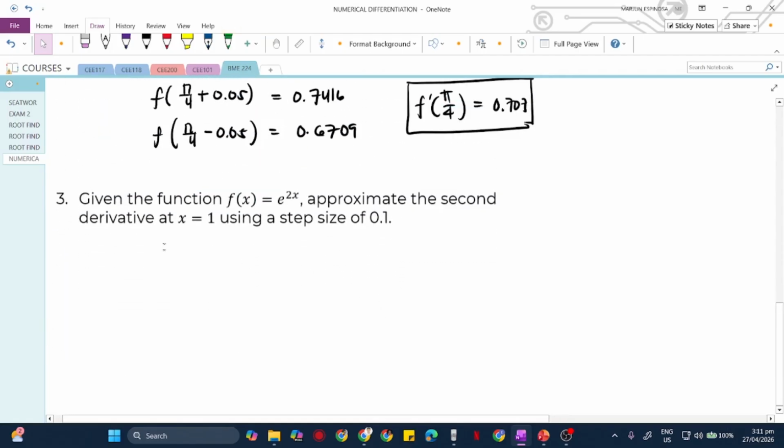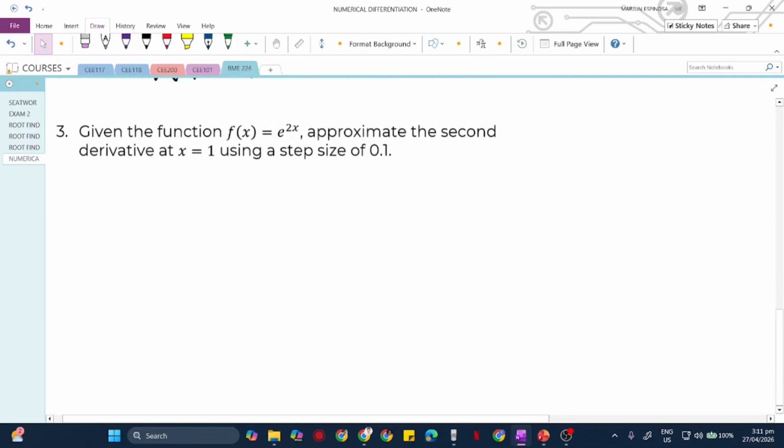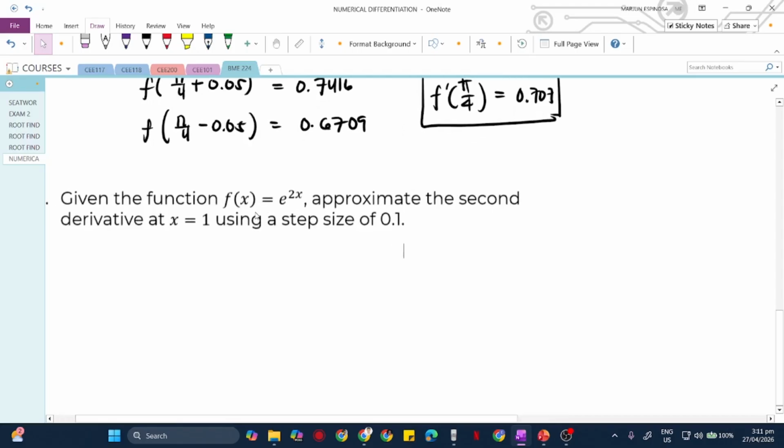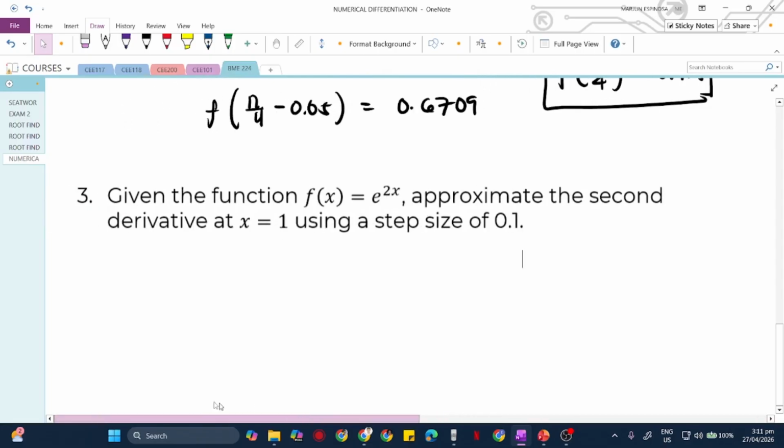Okay, so last problem for the day, no? Given the function f of x equivalent to e raised to the power of 2x, approximate the second derivative at x equivalent to 1 using a step size of 0.1. Okay. So, I know some of you, hindi na alam siguro paano to i-derive, no?